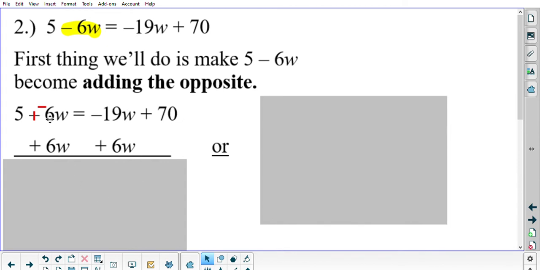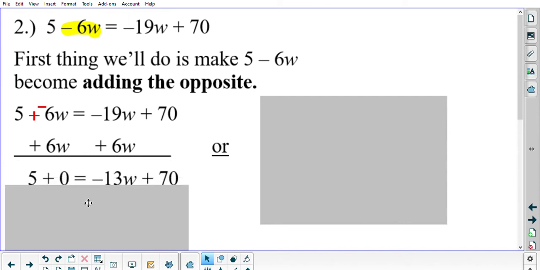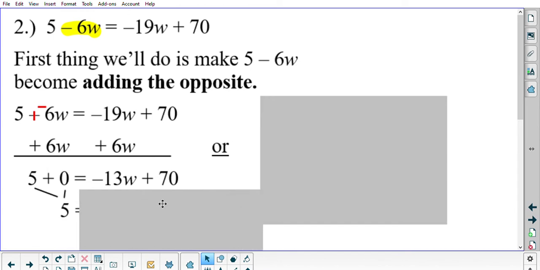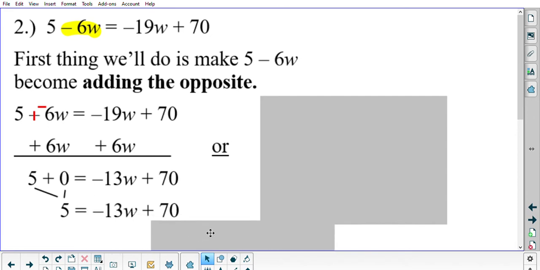All right, so what do we get? Negative 6w plus 6w, that would be 0w, which is really just 0. 0 plus 5 would give you 5. On the right-hand side, negative 19w plus 6w is negative 13w. So now we have accomplished the goal. We got the variable to be on just one side.